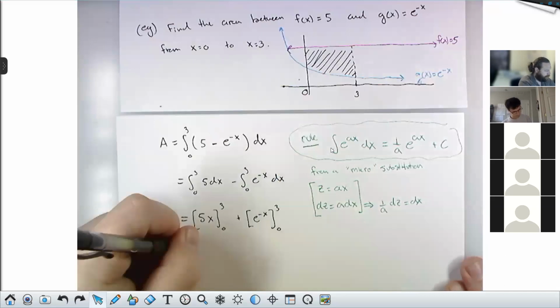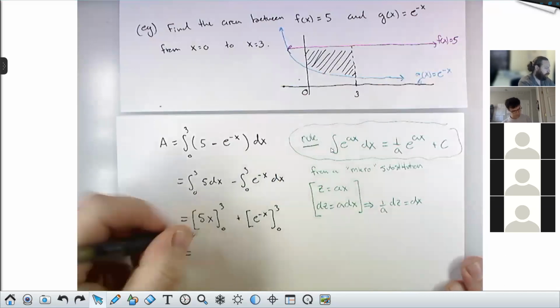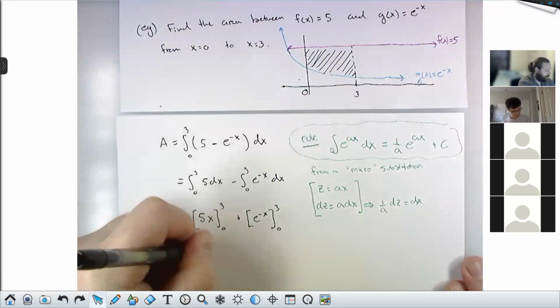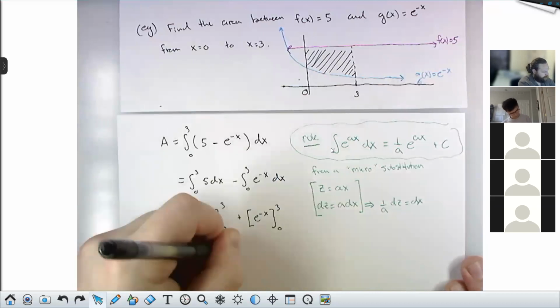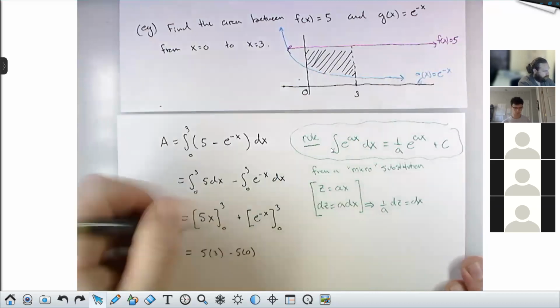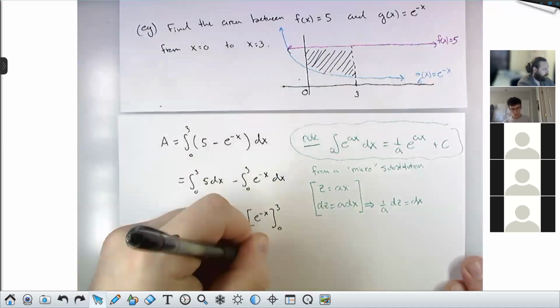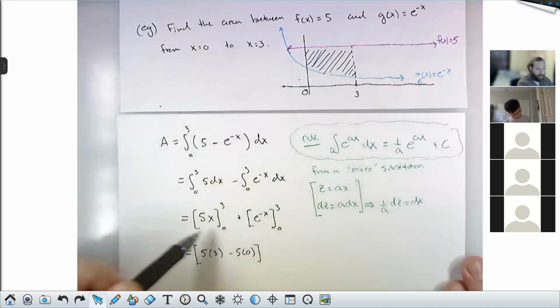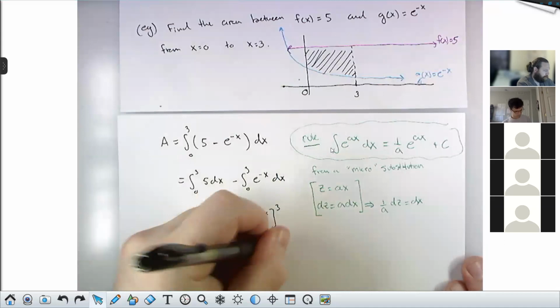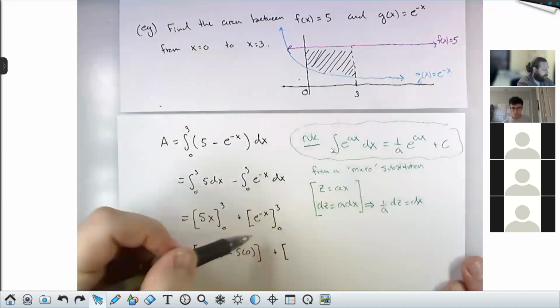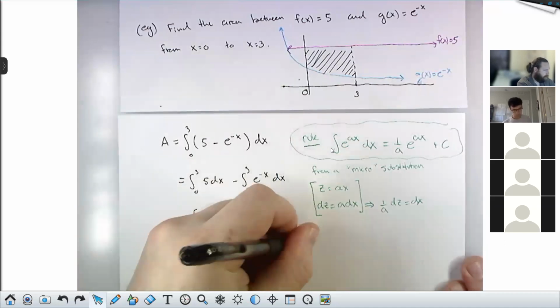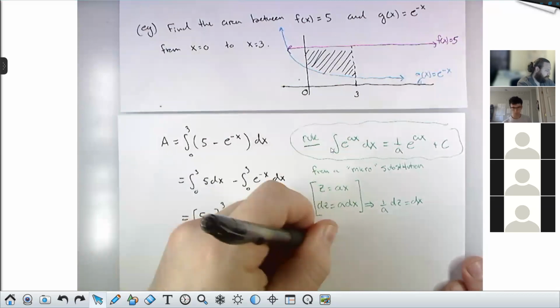So what do we get? Now, if I go to evaluate between bounds, when I plug in the 3, here I'll have 5 times 3 minus 5 times 0. That's plugging in the 3 and the 0, evaluating this first bracket. Plus my second bracket, I'll have e to the -3 minus e to the -0.